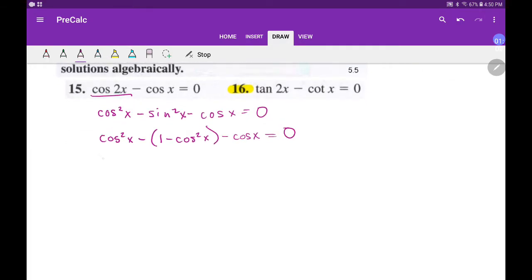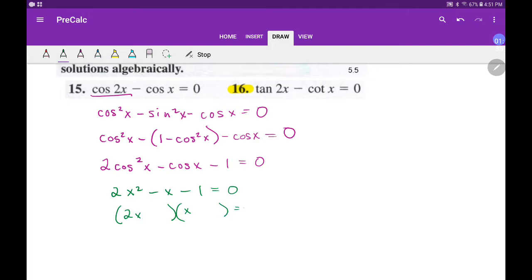And now I'm going to have 2 cosine squared x, because negative makes a positive. I'm going to have a negative cosine x, and I'm going to have a negative 1. And then, just to help myself think about it, I'm going to replace the cosine with just x, and I'm going to say 2x squared minus x minus 1 equals 0. And I'm going to say, can I factor this? Can I factor this like this?